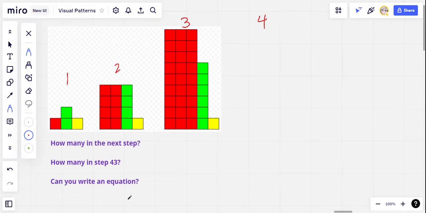And then also, if along the way you can write an equation that could be used to express the number of boxes in any step at all. If you'd like to accept that challenge, pause the video, see how you do.